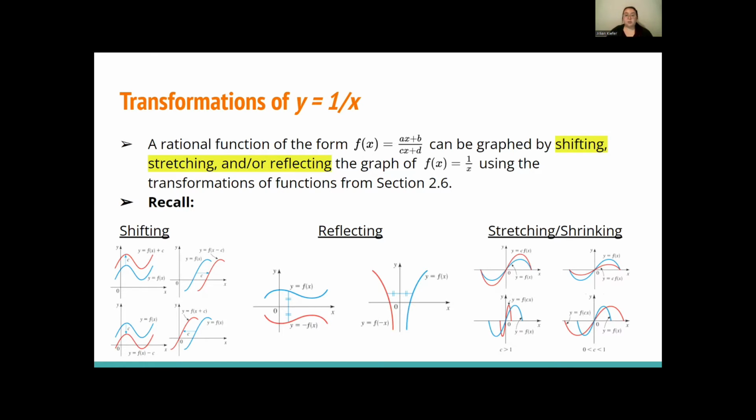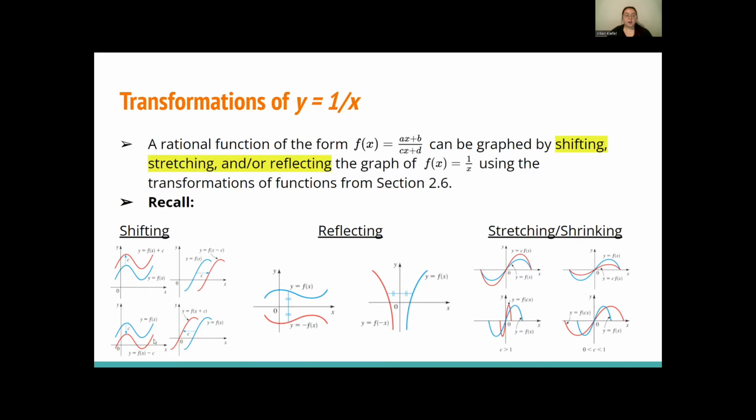If you add or subtract values to x or to your entire function, you will shift. If you multiply any values to either x or the entire function, depending on the value of that number, that can be a stretch or a shrink of your graph. Or if you are adding in any negatives anywhere, that would be a reflection of your graph. And in this case, it's always going to be the graph of 1 over x that you are making these transformations on. We saw that the rational function of 1 over x is that very classic type of rational function. And so those are the kinds of transformations that we're going to make on them.